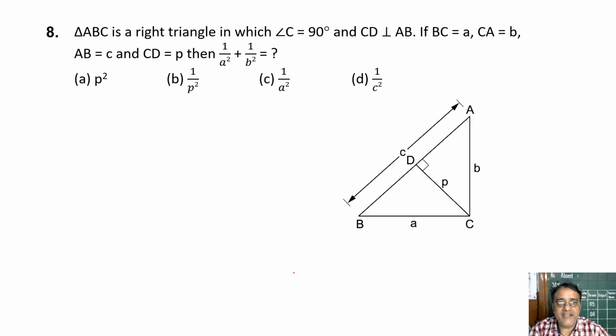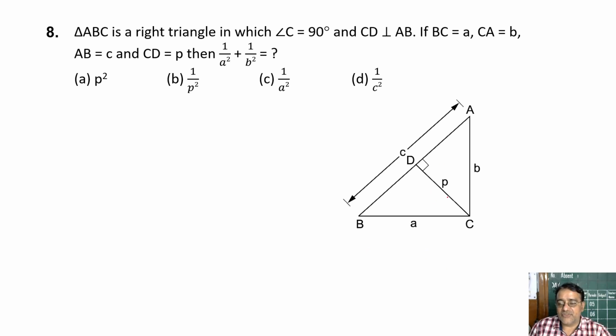Figure is given. Triangle ABC is a right triangle in which angle C is equal to 90 degrees and CD is perpendicular to AB. BC is a and CA is b and AB is equal to c and CD is equal to p. Then 1 upon a square plus 1 upon b square is equal to what? So first of all, see how you have to start.